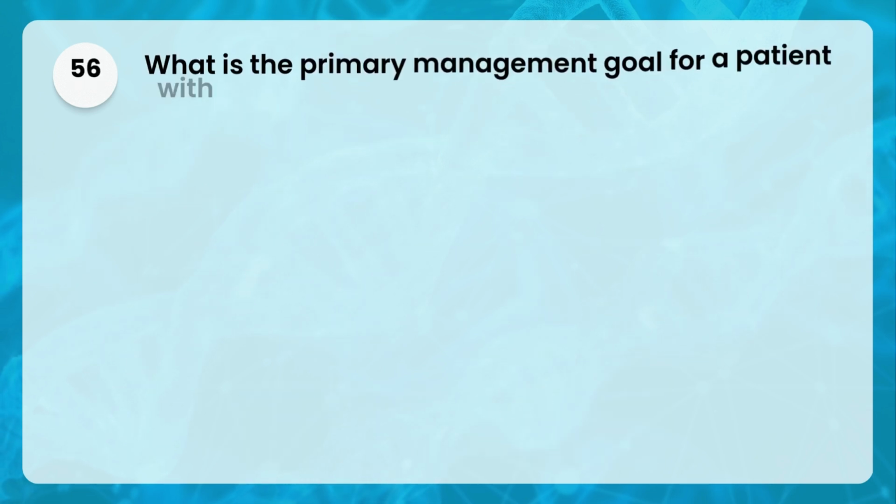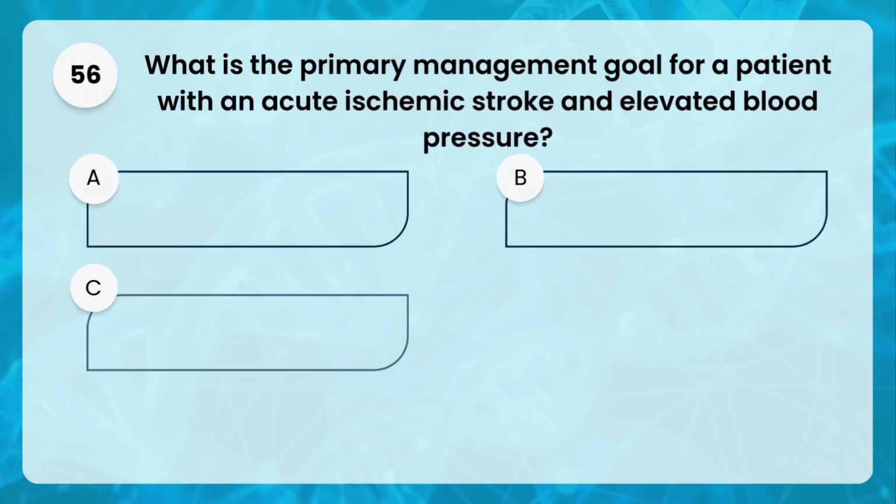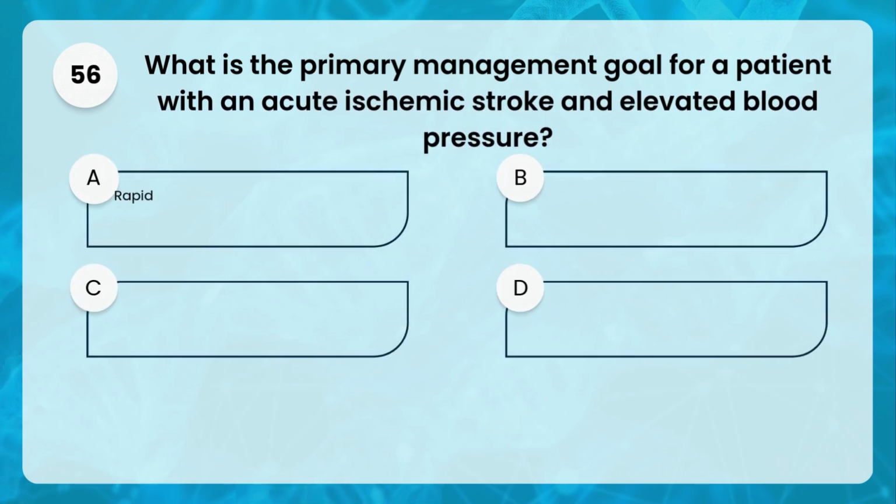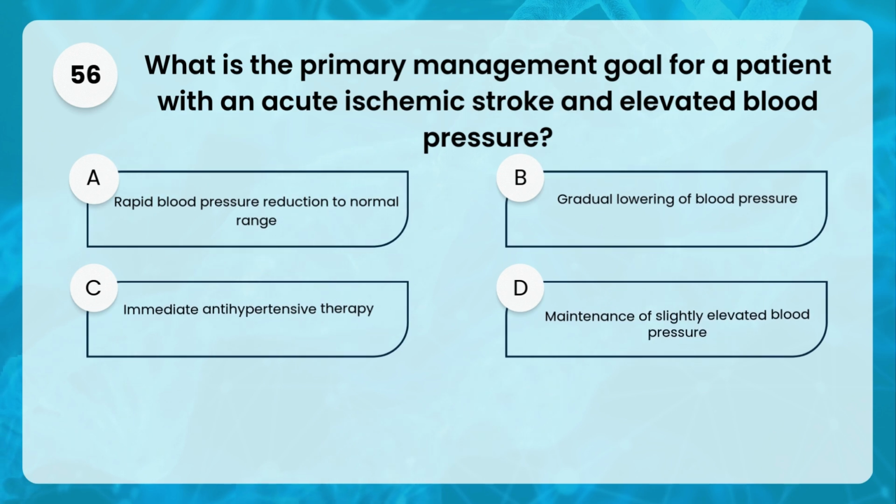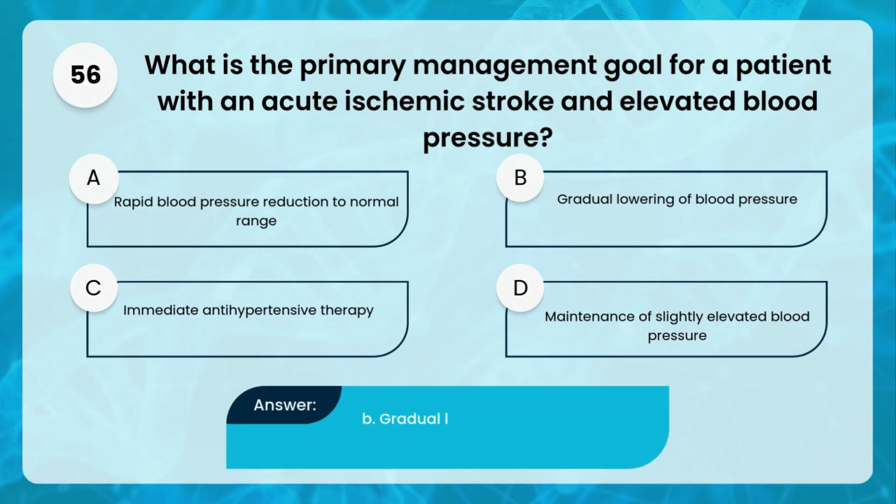Number 56. What is the primary management goal for a patient with an acute ischemic stroke and elevated blood pressure? A, rapid blood pressure reduction to normal range, B, gradual lowering of blood pressure, C, immediate antihypertensive therapy, or D, maintenance of slightly elevated blood pressure? The answer is B, gradual lowering of blood pressure.